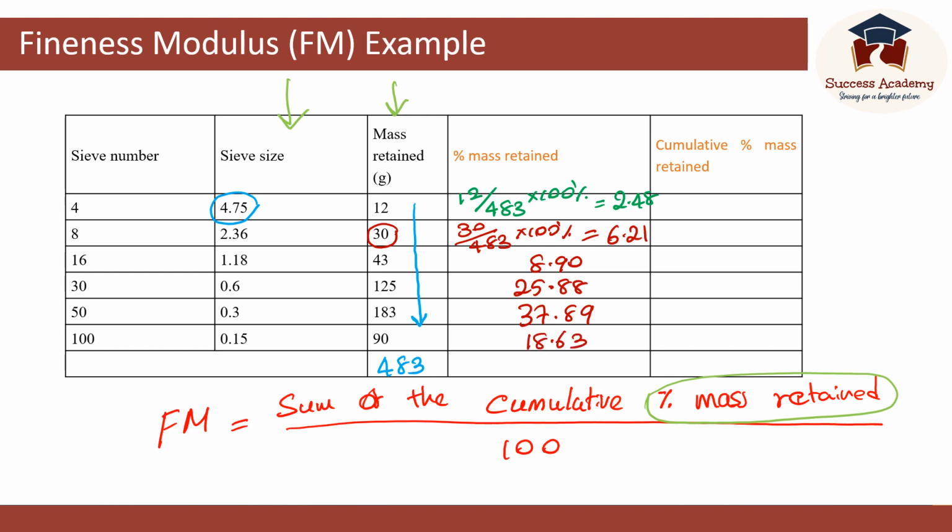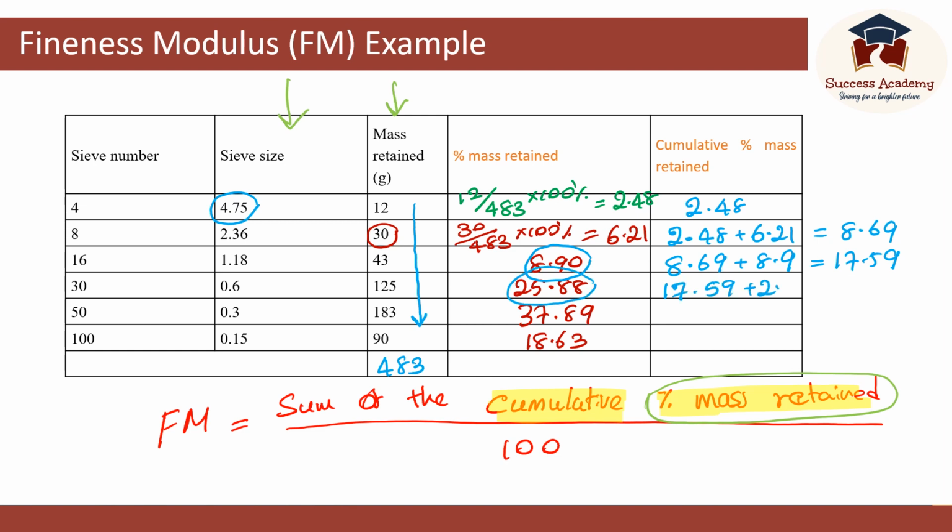Now we need to find the cumulative value of that. So we already found the percentage mass retained. Now let's find the cumulative value. So the cumulative value will be, you just add them. So when you go to the second one, that will be 2.48 plus 6.21, which is 8.69. When you go to the next sieve, you add another 8.9. So 8.69 plus another 8.9. So that will be 17.59. Next one will be 17.59 plus 25.88.